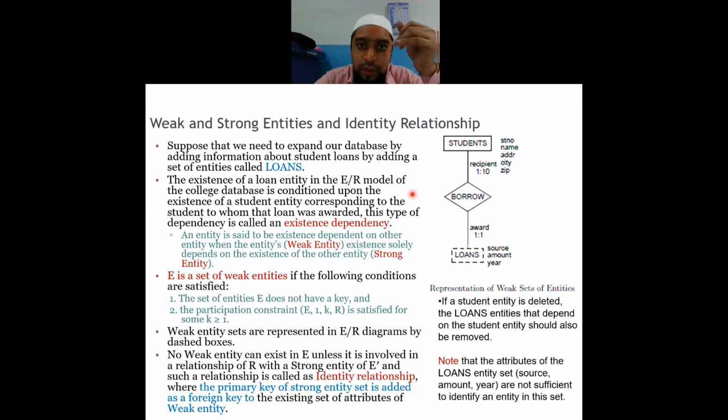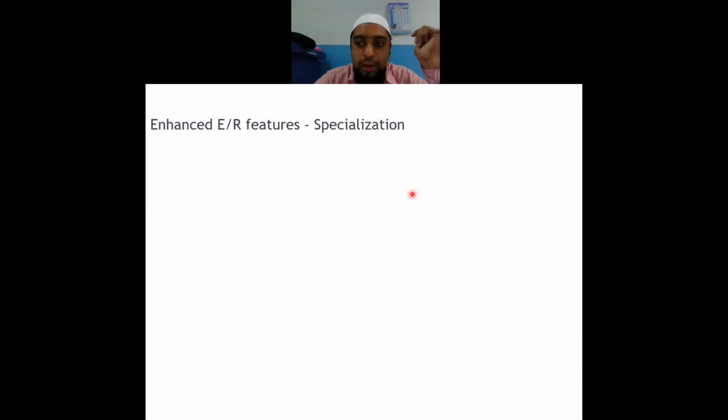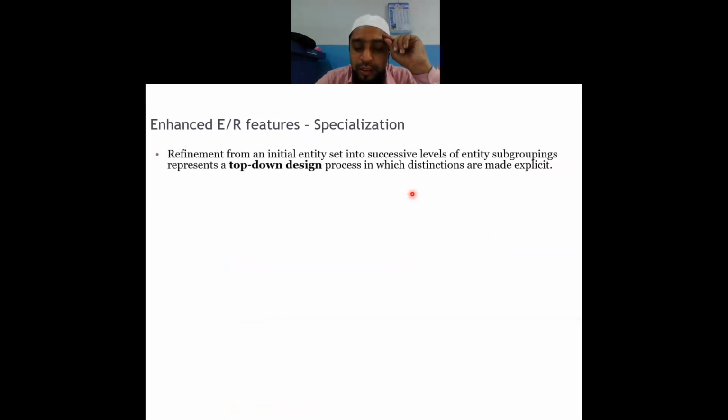What is an entity set? What is a relationship set? How many types of relationship sets are there? How many types of entities are there? No? Okay, good. Now coming to the next topic: specialization, generalization, and aggregation. This is very important to be learned. It is very easy, very easy.